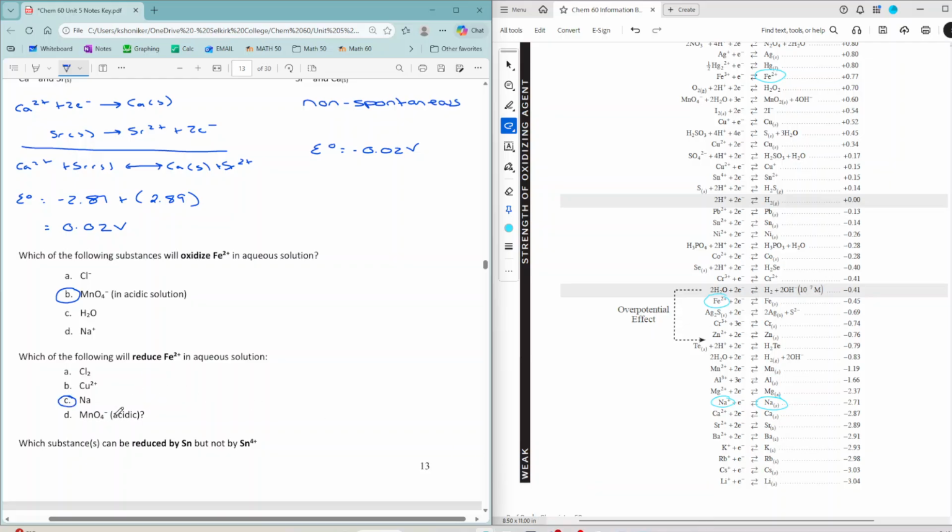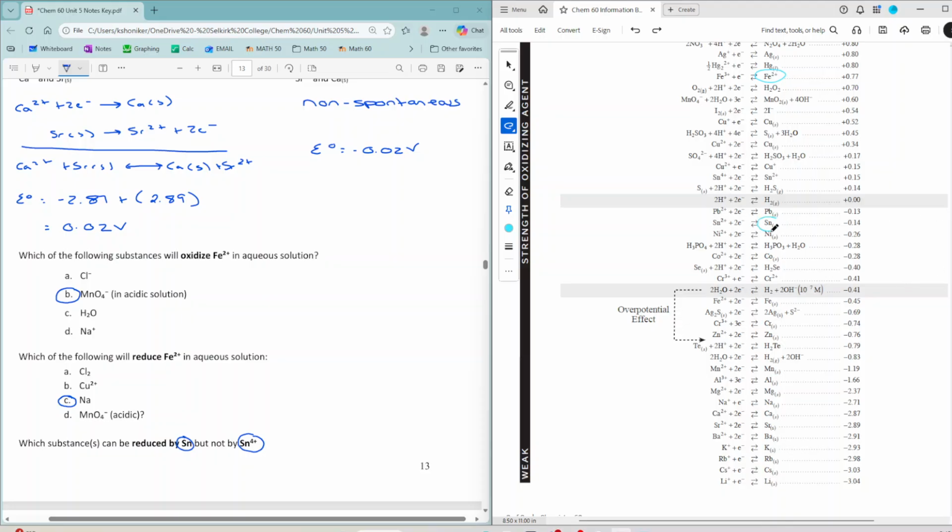And then last little kind of theory question, which substance can be reduced by tin, but not by tin 4 plus? So which can be reduced by? That means that I'm looking for tin and tin 4 plus acting as a reducing agent, sorry. I shouldn't be making all these videos in one night. I'm starting to go loopy. Okay, so we're going to look for tin and tin 4 plus as what? I'm looking for a substance that can be reduced, so I'm looking for them being oxidized.